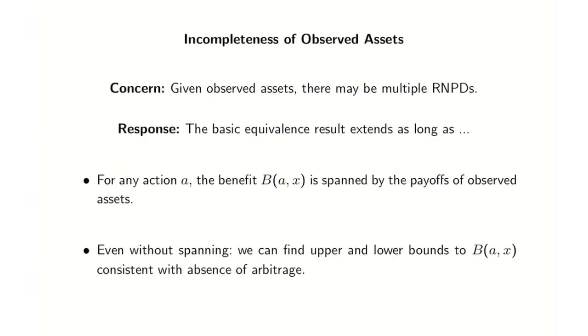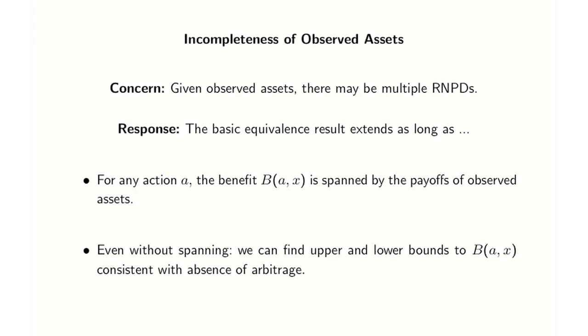Okay, so I've been implicitly assuming completeness of markets. Given observed assets, there may be multiple risk-neutral probability densities. This basic equivalence result still extends as long as, for any action A, the benefit is spanned by the payoffs of observed assets. As long as the benefit of the actions is spanned by the payoffs of the assets you see out there, that's going to tell you how households value the benefit of each action. Okay, so the whole game plan here is to figure out how households value you taking action A versus action A prime. And the way to figure that out is by looking, as long as this is spanned by the payoffs of observed assets, you can figure out how much each action's worth to each household.